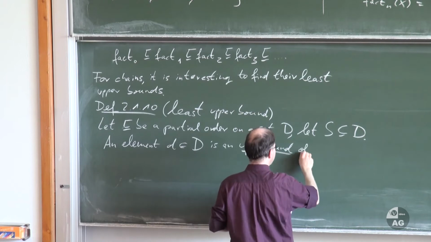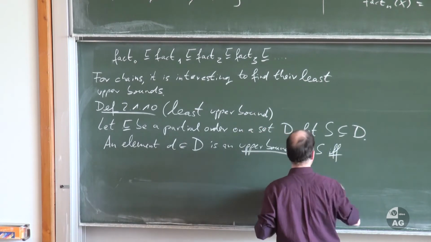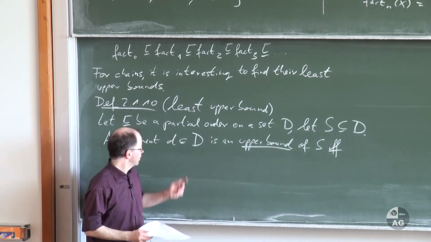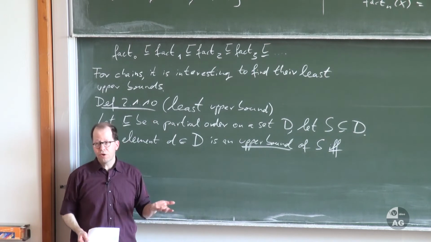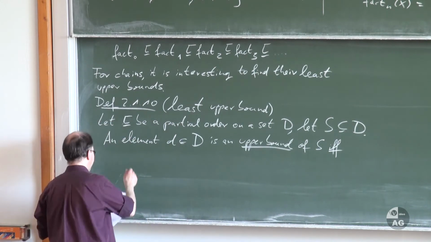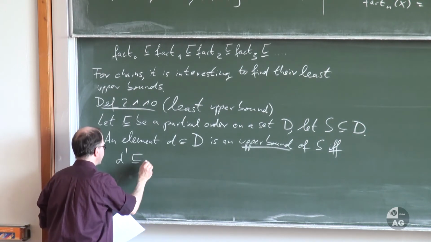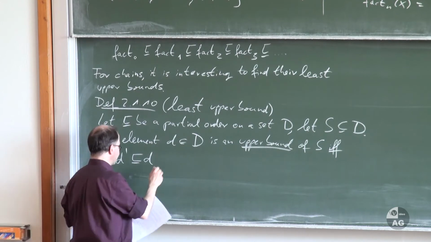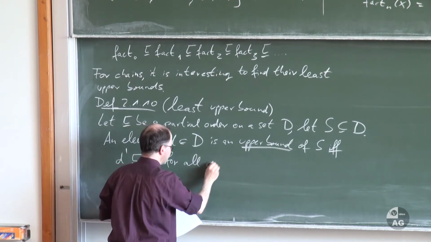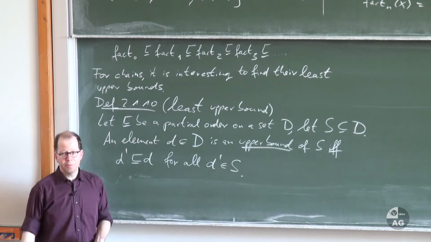Is an upper bound of S. Well, upper bound means that this D is greater or equal to every element in this set S. So for all elements D prime in S, we have that D prime is less than or equal to D, if this holds for all D prime from S. So this is the meaning of upper bound.